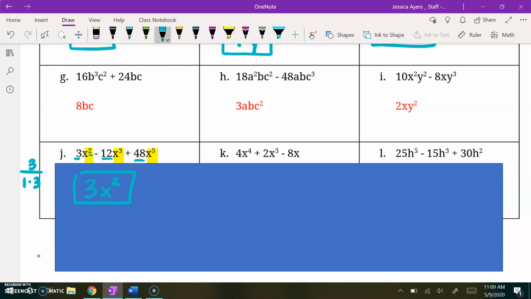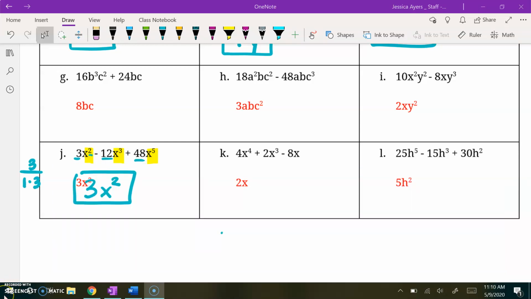Now you take a couple minutes and do K and L. Here are the answers for K and L. We can see that 2 went into everything for K, as well as there was 1 x in common. And then in L, there was a 5 in common for all of those terms, and then an h. Note that with 25 and 15, or with 15 and 30, 3 also goes into them, but 3 doesn't go into 25, which is why 3 could not be the GCF.